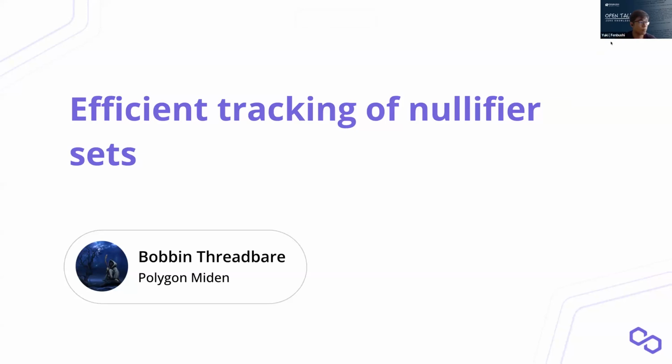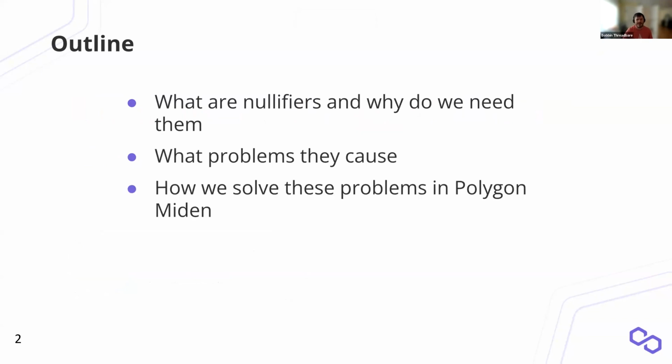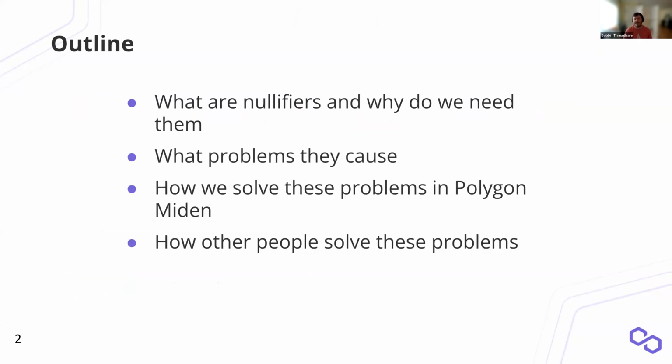Awesome. All right. So today my talk is going to be about efficient tracking of nullifier sets, and as part of that, I'm going to give a brief introduction, very high level, probably missing a lot of details. What are nullifiers and why do we even need them? What are the problems that arise from trying to use them? How do we solve these problems in Polygon Maiden? And then I'll give a very cursory overview of how other people are thinking about solving the same problems. So let's dive into this.